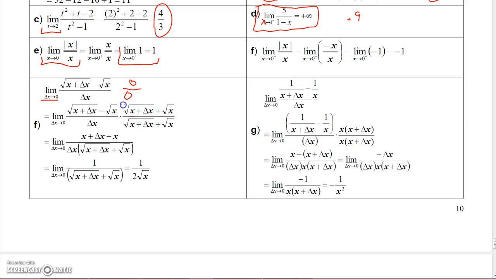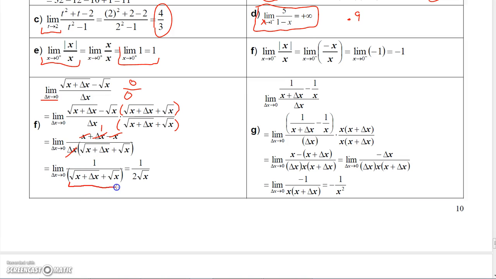So notice here I'm going to use the conjugate. This is the conjugate of the numerator. So I'm going to multiply the top and bottom by the conjugate. Now when you multiply this out, you get x plus delta x minus x on top. So the x's cancel and you just get delta x. Well then you have delta x over delta x, which is 1 as long as delta x does not equal 0. So you just get 1 in the numerator all over this.